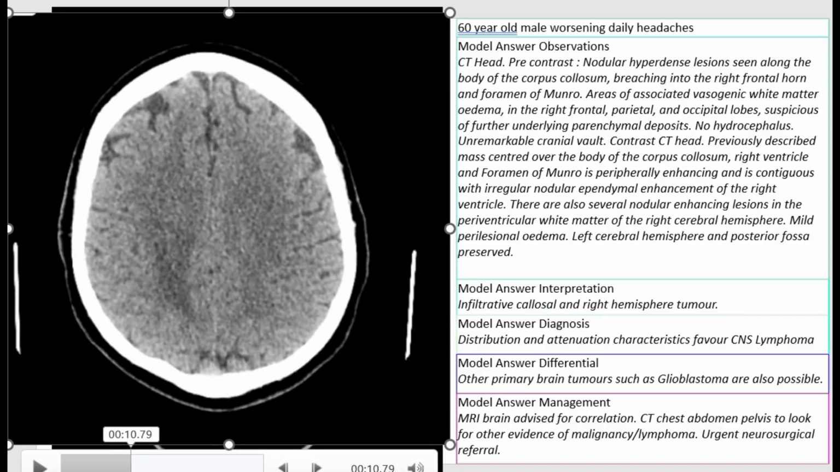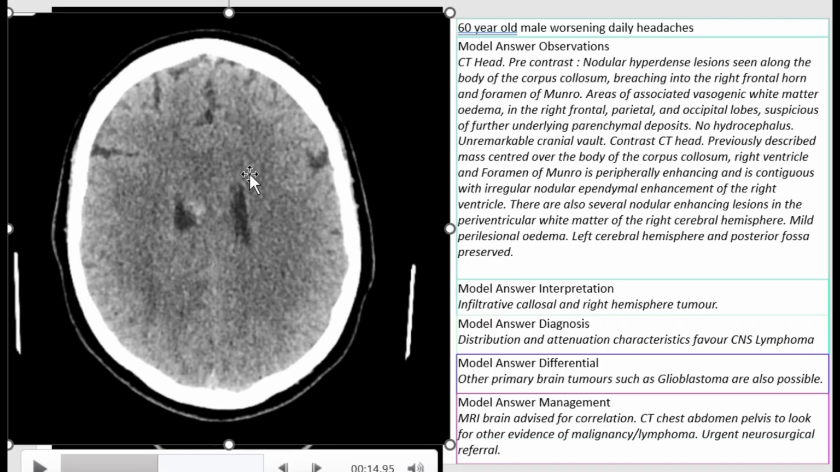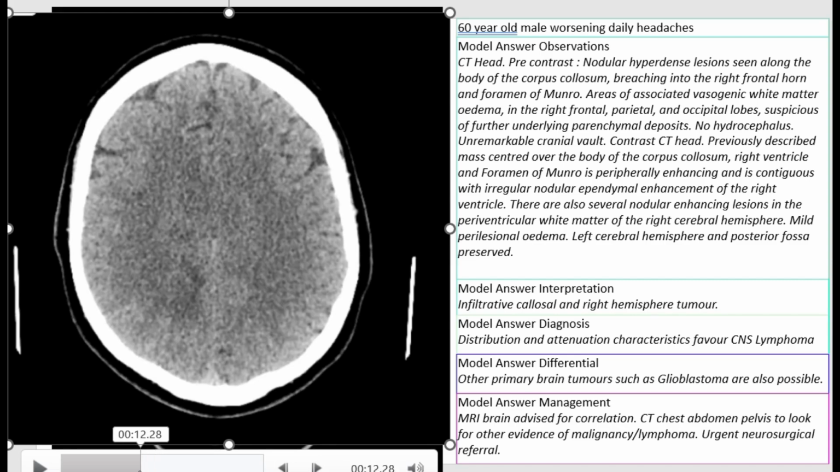If you go down, still the centrum semi-ovale. As I mentioned, the centrum semi-ovale is the white matter seen just above the level of the bodies of the lateral ventricle and the body of the corpus callosum. So here there is an area of white matter vasogenic edema in the right parietal lobe. The posterior one-third is formed here at the level of the centrum semi-ovale. The posterior one-third is the right parietal lobe.